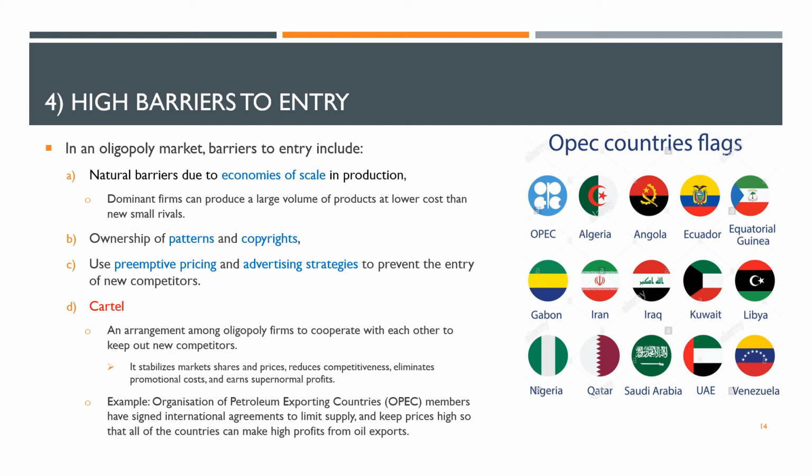Oligopolies may create barriers to entry through a cartel. It is an arrangement among oligopoly firms to cooperate with each other to keep out new competitors. It stabilizes market shares and prices, reduces competitiveness, eliminates promotional costs, and earns supernormal profit. For example, the Organization of Petroleum Exporting Countries, OPEC, has signed international agreements to limit supply and keep prices high so that all of the OPEC countries can make high profits from oil exports.